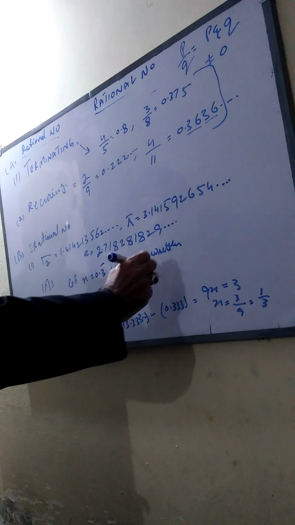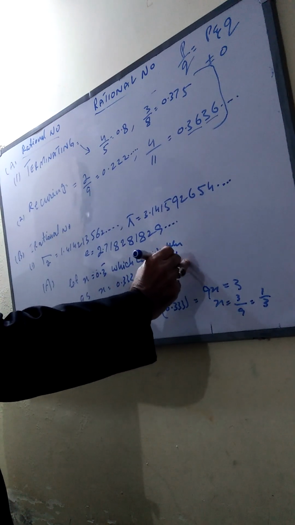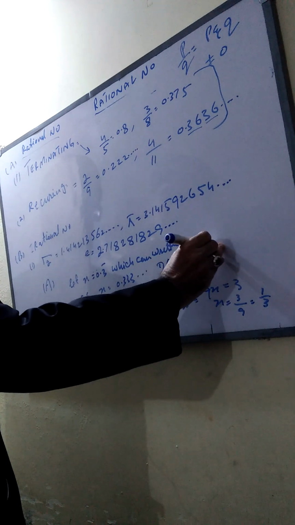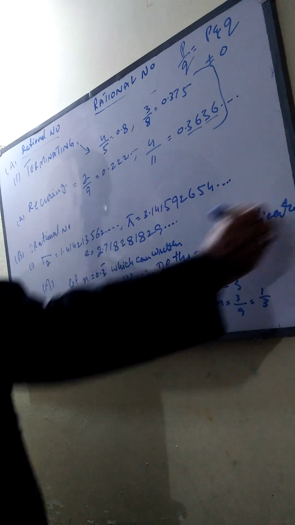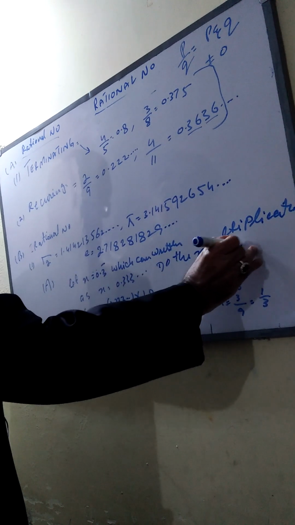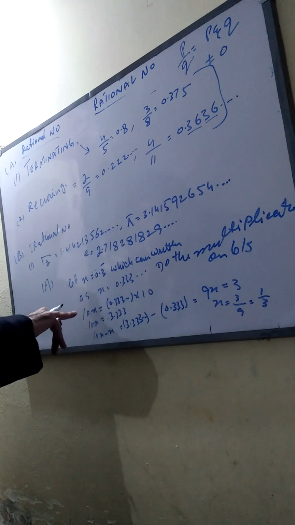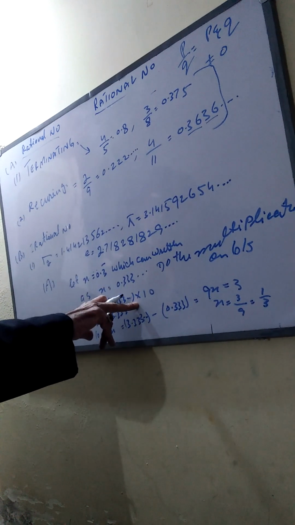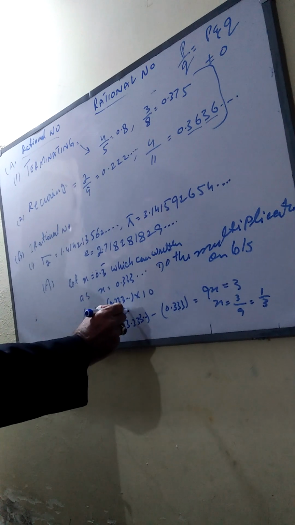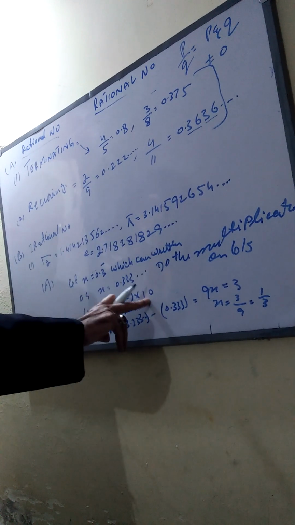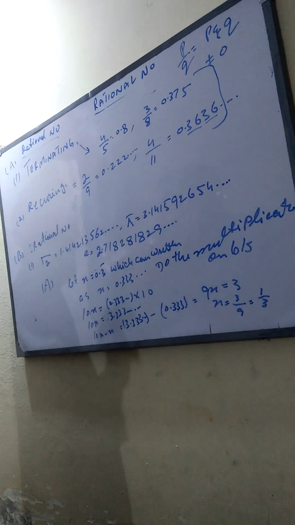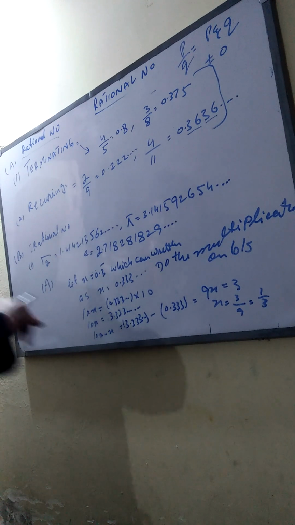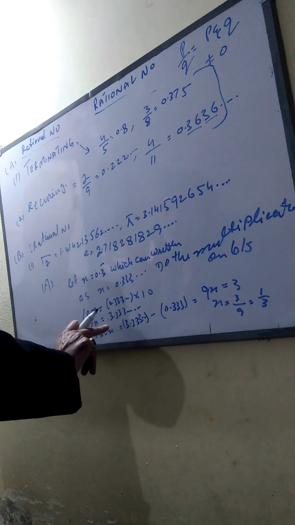Then do the multiplication on both sides by 10. It will become 10x and it will become 3.33 and so on. Because this is a 10, when you multiply, the decimal point will be moved one digit toward the right side. So it will become 10x is equal to 3.333.